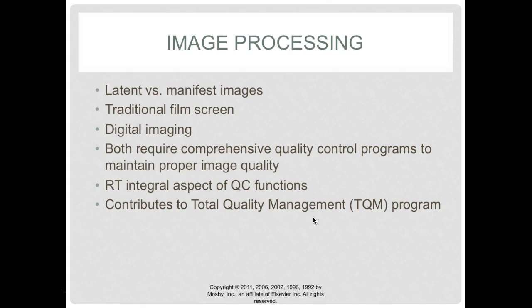So in image processing, as we talked about, there's the latent versus manifested image. The latent is what's on the image receptor waiting to be seen, and the manifested image is the actual image that you can see. There's the traditional film screen and there's digital imaging. Both require comprehensive quality control programs to maintain proper image quality. And typically the tech does it daily, sometimes multiple times a day if you're in mammography with film, all the way up to once a year. So it can be all over the board. And all of that contributes to your total quality management, your TQM program. So your quality management program has all aspects of your QC within it.